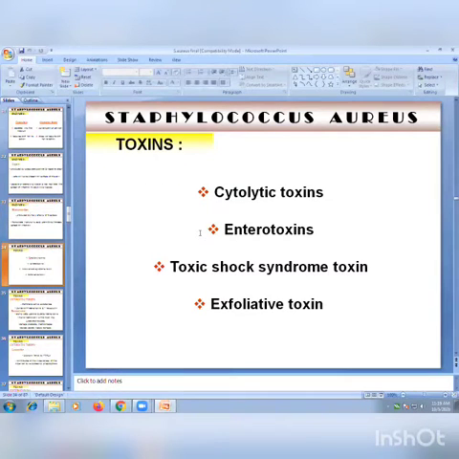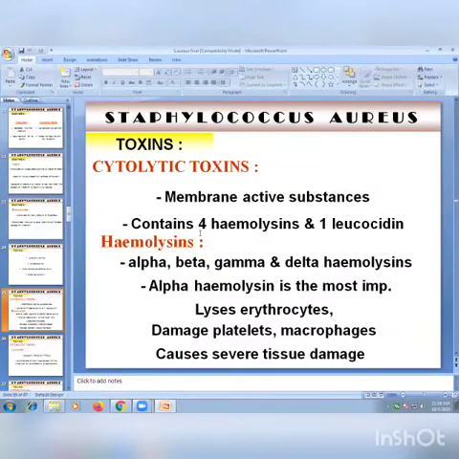Then it produces a few toxins, and these are also responsible to increase the pathogenicity of this bacteria. These are cytolytic toxins, enterotoxin, toxic shock syndrome toxin, and exfoliative toxin. So such 4 different types of toxins are produced by this organism. They increase the pathogenicity. Cytolytic toxins are membrane active substances, containing 4 hemolysins and 1 leukocidin.